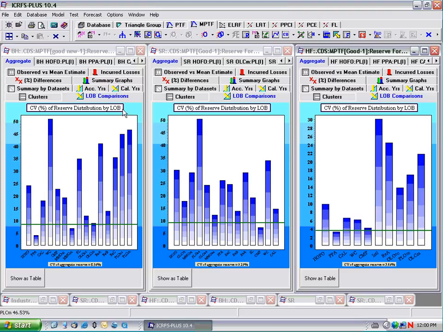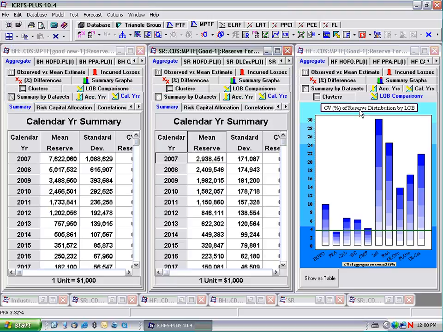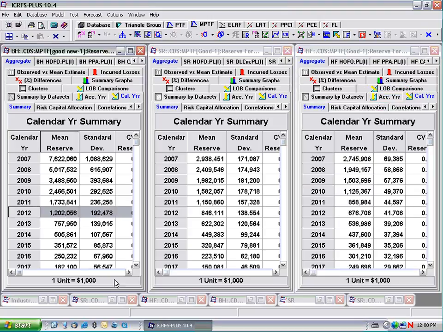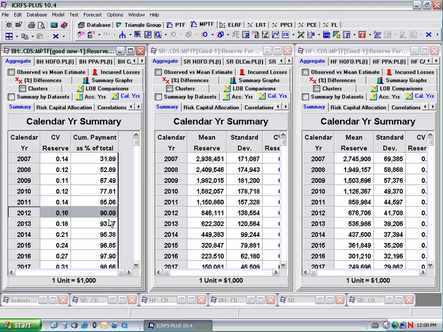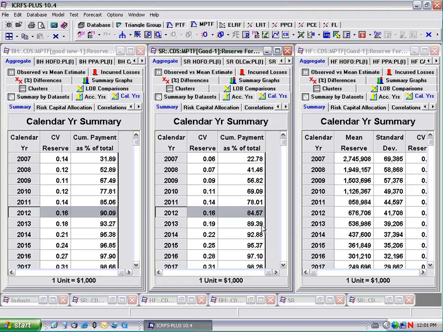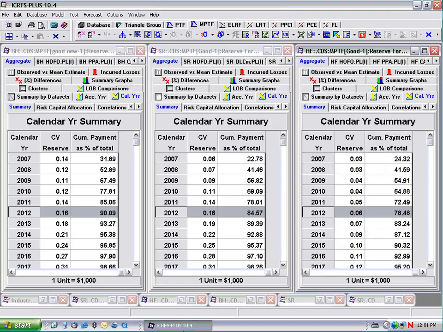What about if we look at calendar year streams for the aggregate calendar year streams? Let's choose 2012. So by 2012, Berkshire Hathaway pays 90% of its payments. 90% of its reserves are in the first 5 years. For Swiss Re, it's 84%. For Hartford, it's 78%. So a big difference between 78% and the 90%.